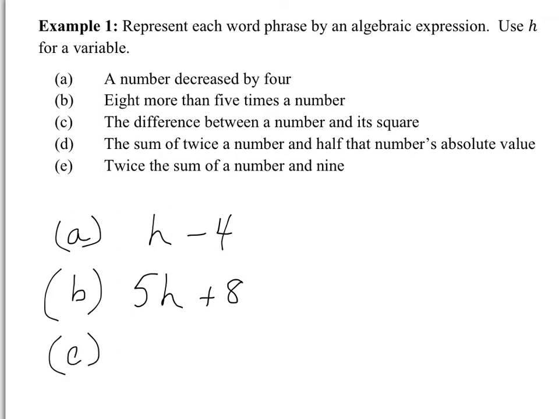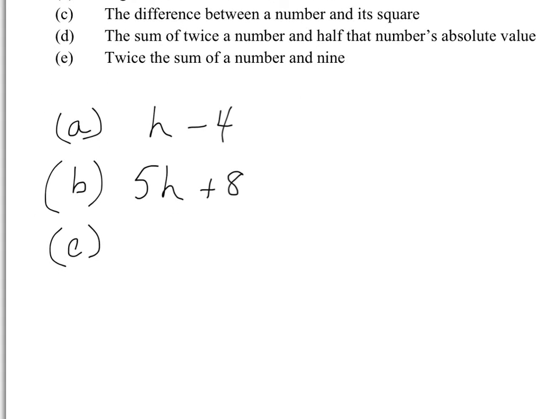How about part C? The difference between a number and its square. This one's a little bit trickier. Samin? Close. Samin said H squared minus H. Yeah, H minus H squared. That's what I mean by this.